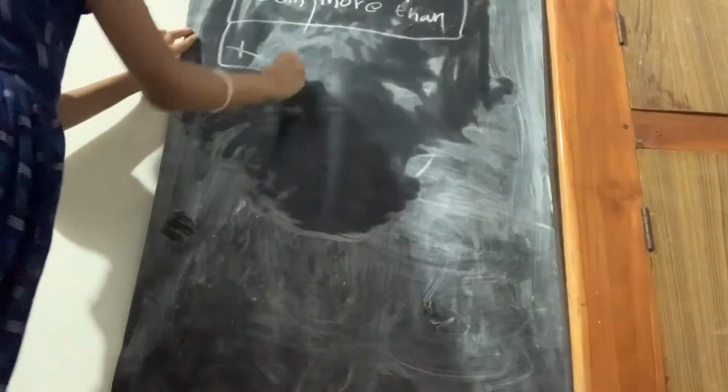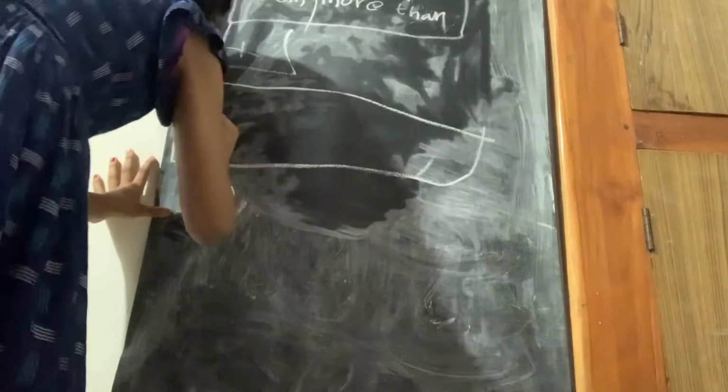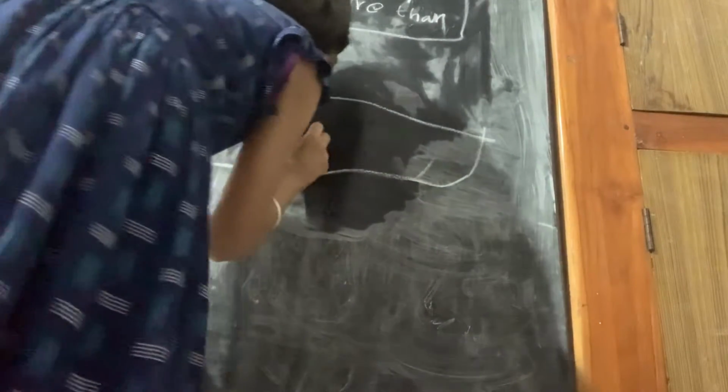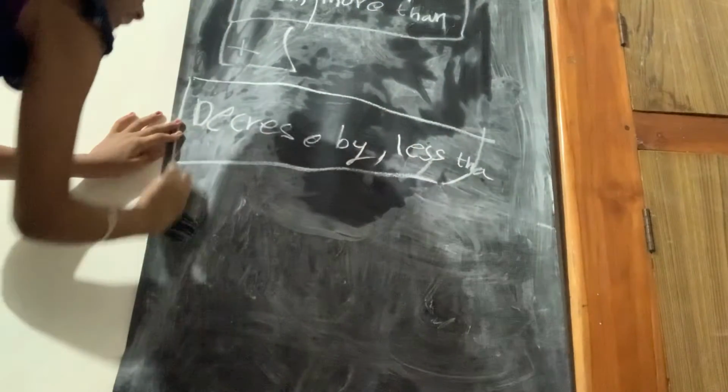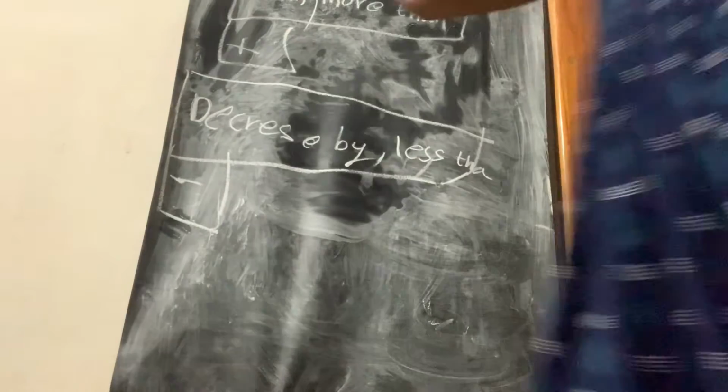And everyone knows the opposite of these words. Decrease by and less than contain subtraction. So there are also keywords for multiplication. If I reach 30 subscribers, I'll do a video like that too.